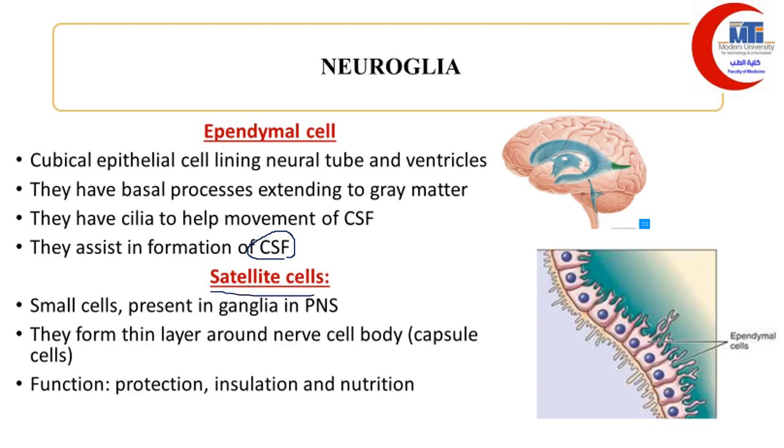Satellite cell. This is one of the supportive cells present in the peripheral nervous system. They form a thin layer around what? Around the nerve cells present in the ganglia, like sympathetic ganglia or spinal ganglia. What is the function of the satellite cell? Protection, insulation, and nutrition.